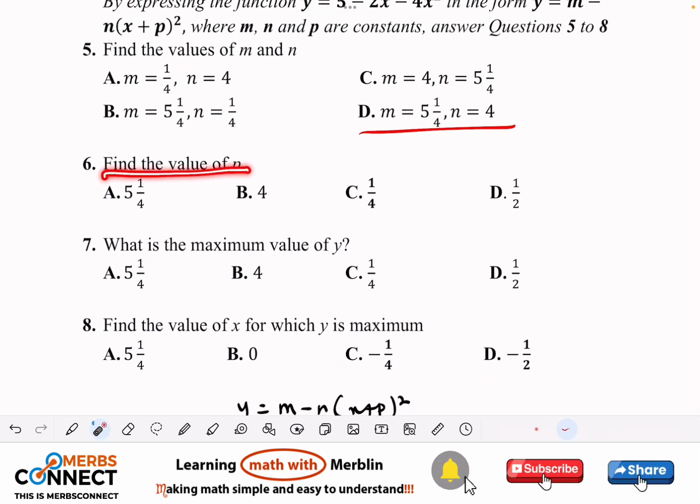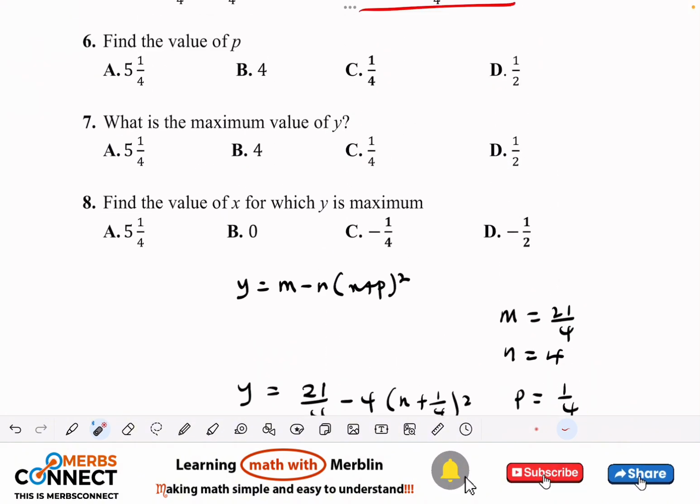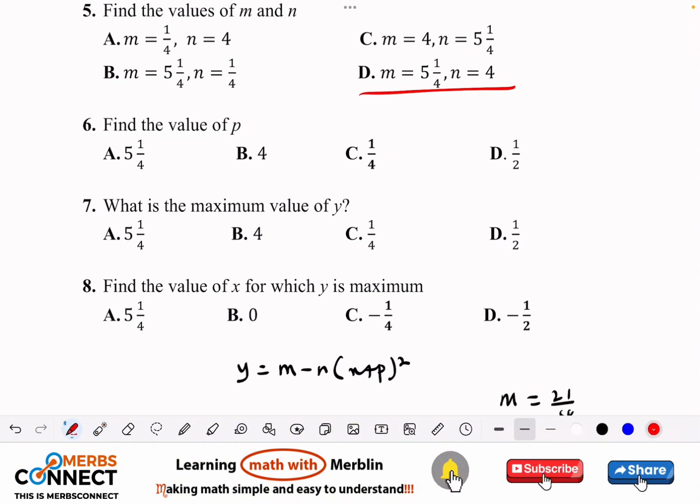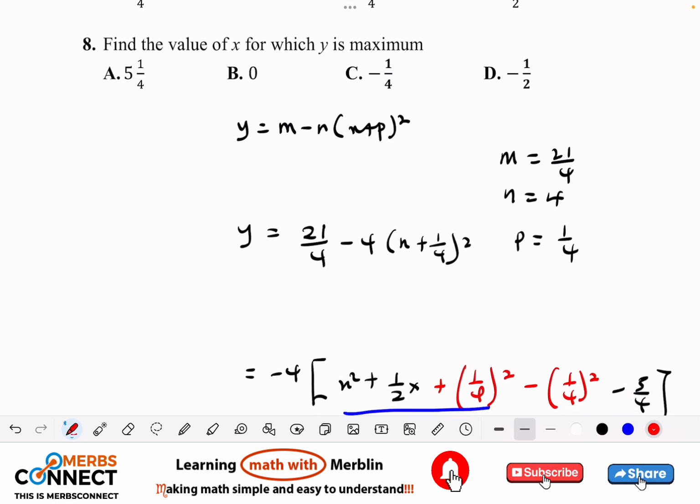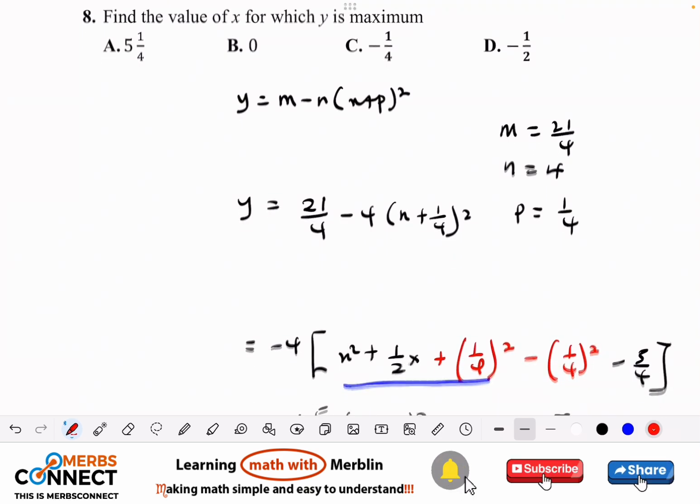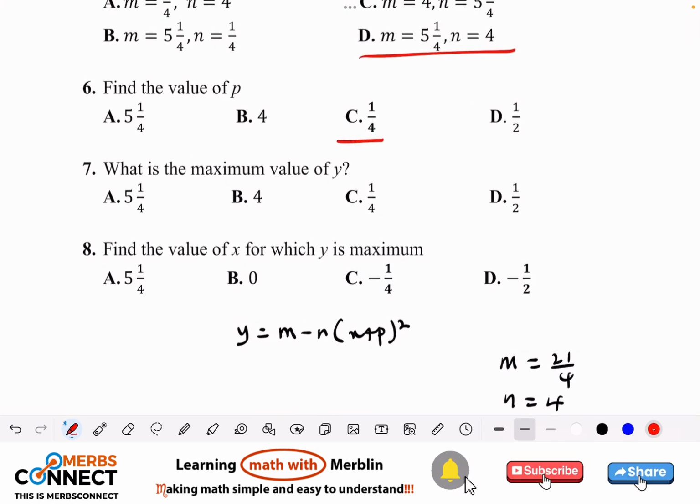Now this question is asking us for p. What did we get for p? P is 1 over 4. So you see, we just did one question and then we are getting a lot of solutions from there.